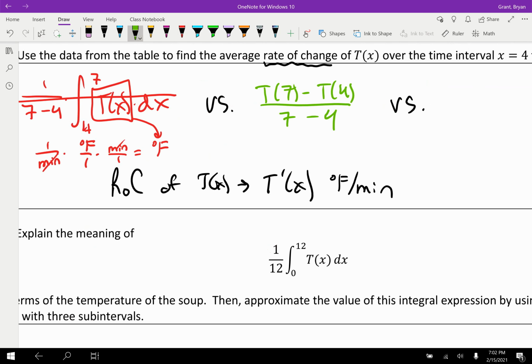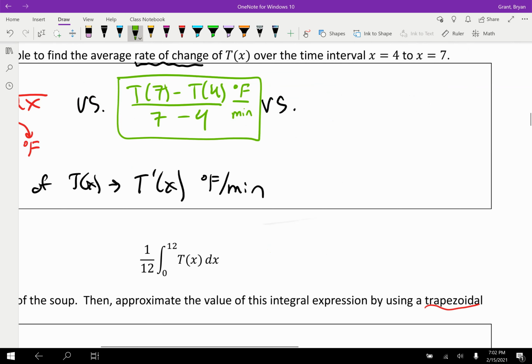What about this next one? Well, the numerator has degrees Fahrenheit because it's T of something, right? It's T values. And the denominator is in minutes. So our answer here is going to be in degrees Fahrenheit per minute. This is what we want.